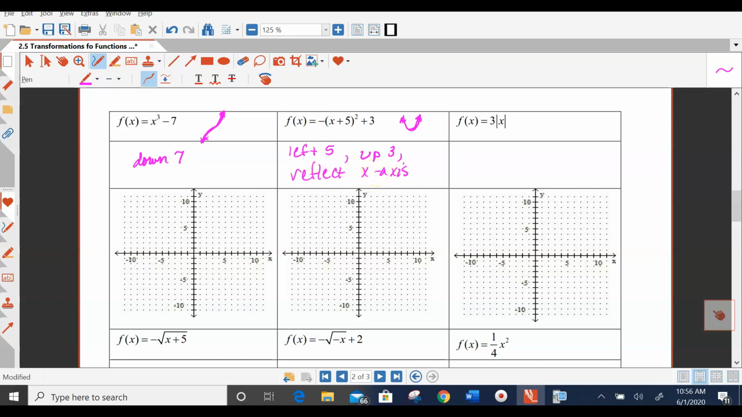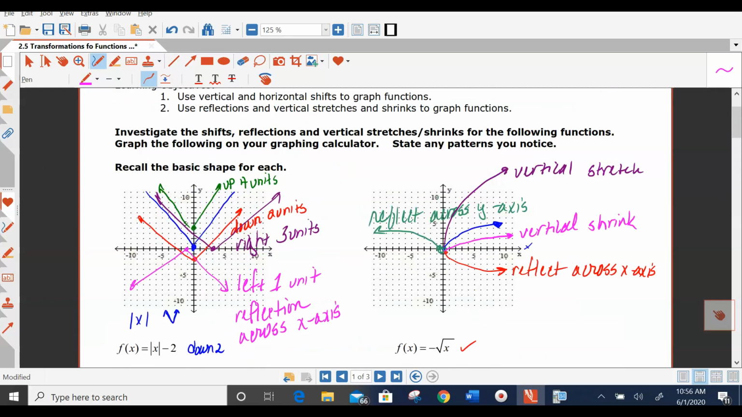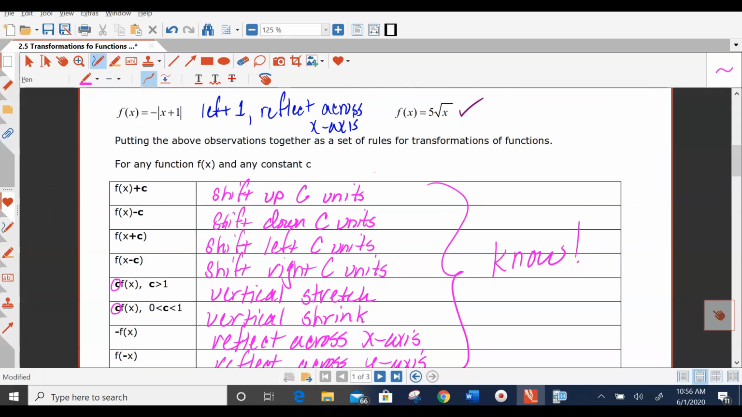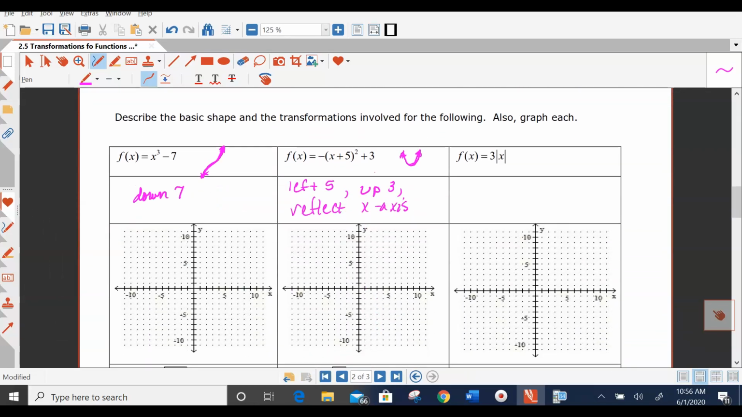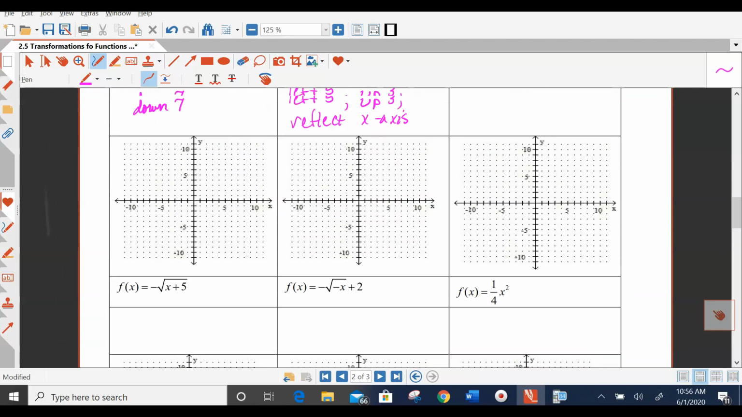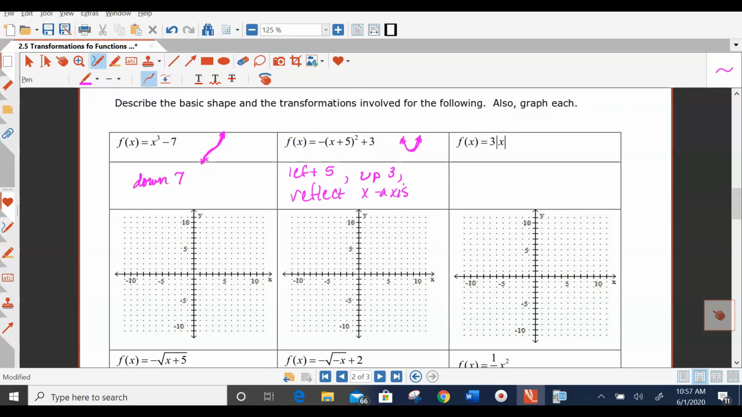So I want you to take all of these, give that information for all of them based on our rules up here, based on our rules on what's happening, and then you can use your calculator to graph them, but I want you to describe what's going on. So pause it, do it, and then come back and check your work.